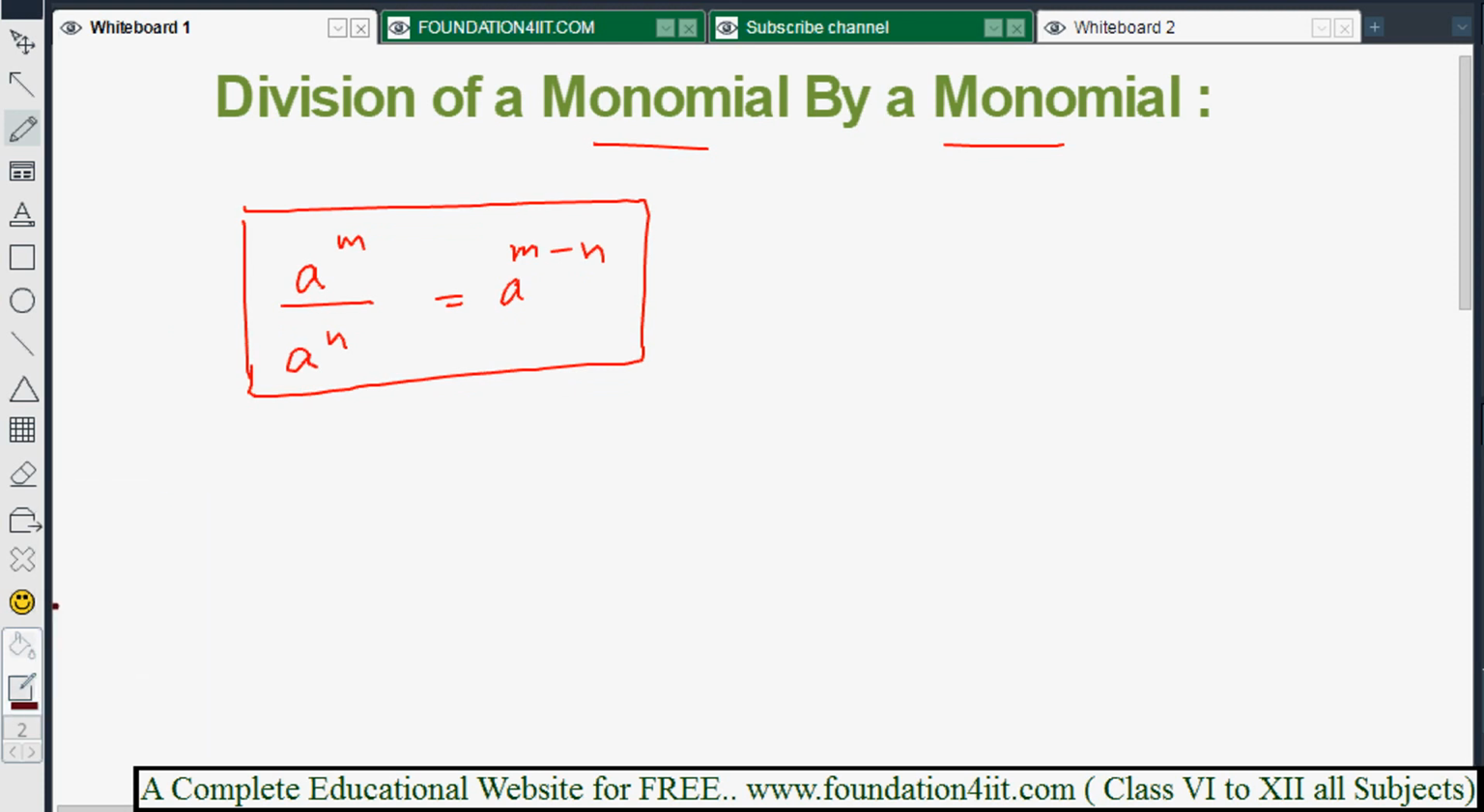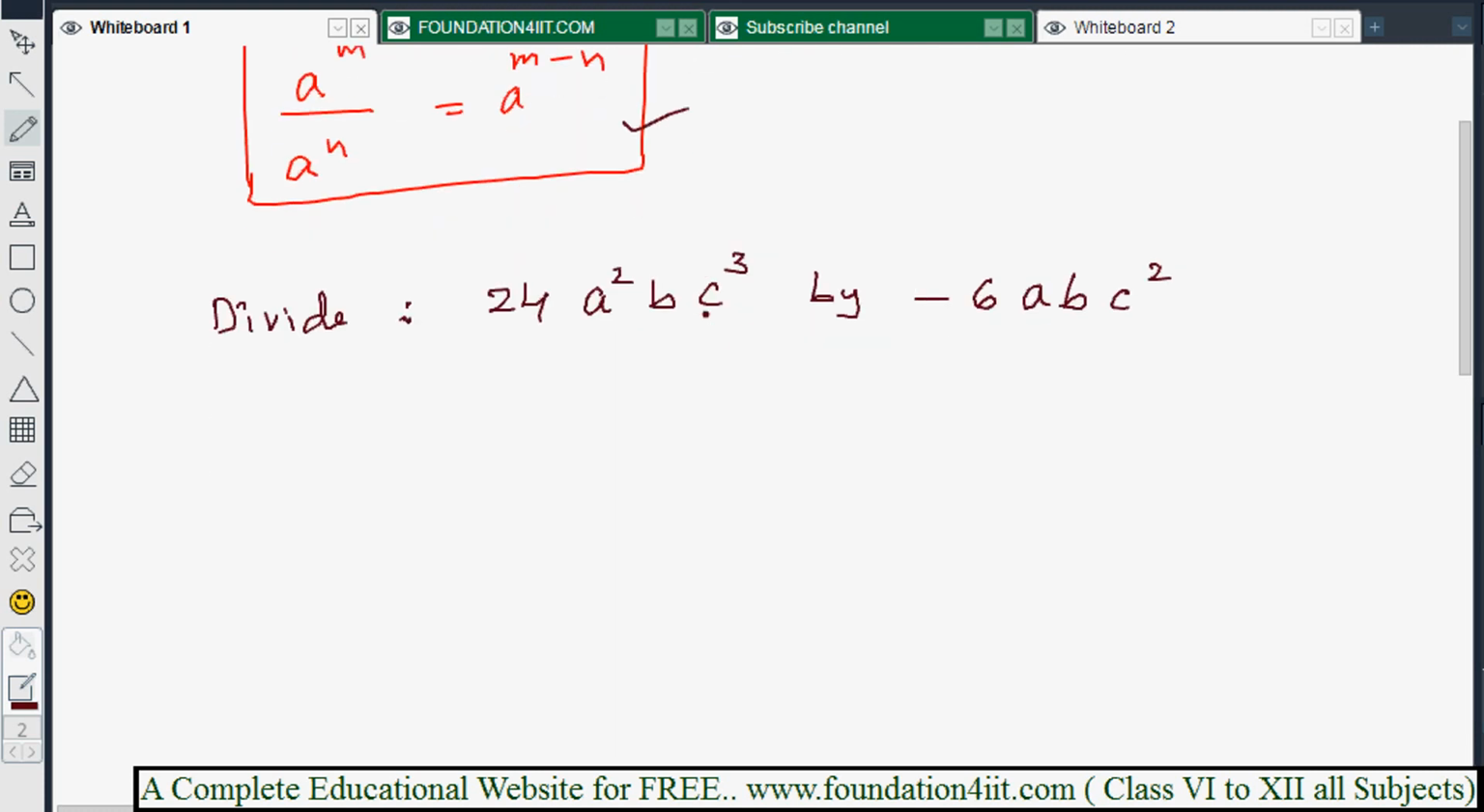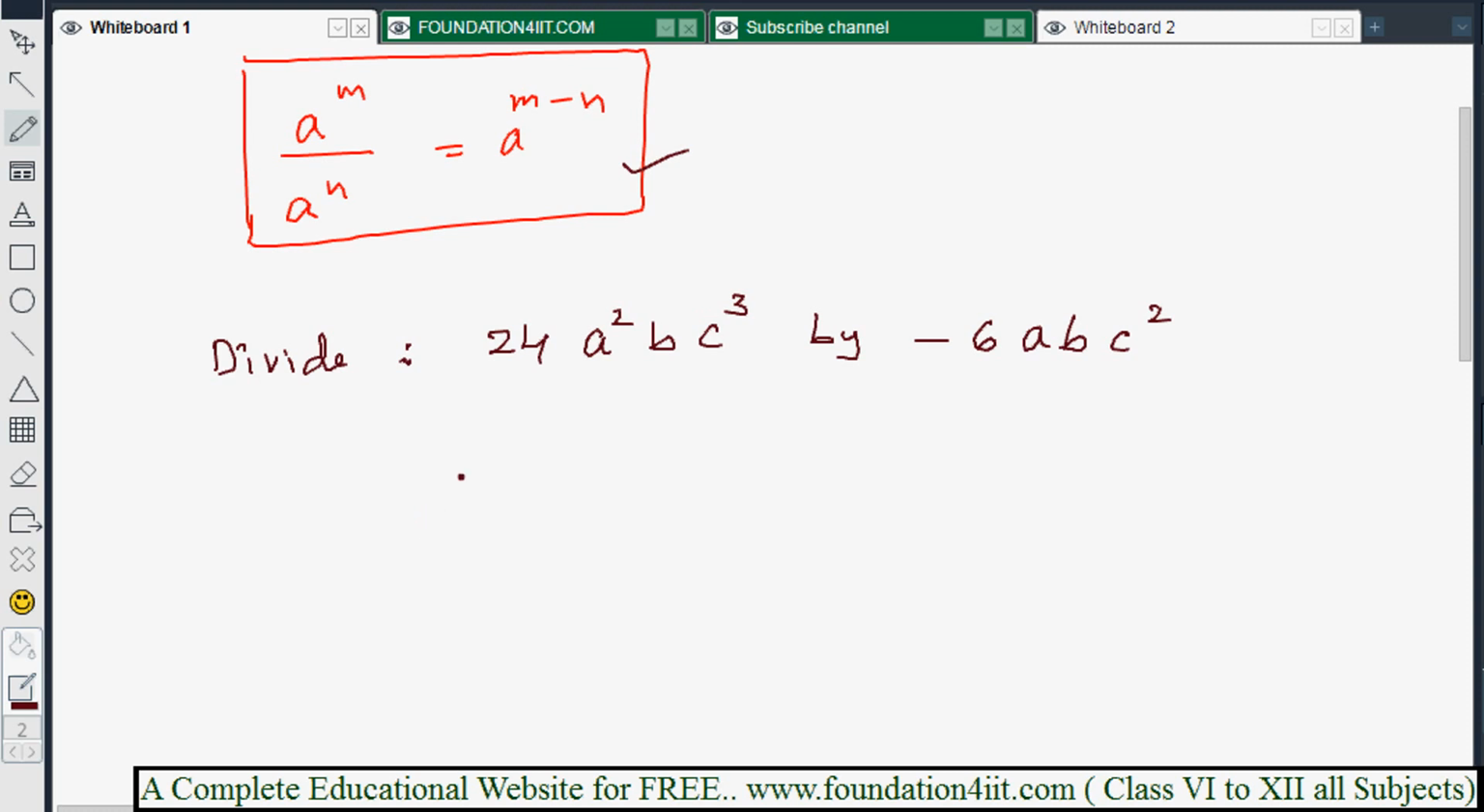For example, divide 24 a square b c cube. We should divide by minus 6 a b c square. So this is the first term, divided by the second term. So we need to divide this. This formula only will apply here. Before that we will write in order: this numerator divided by denominator.